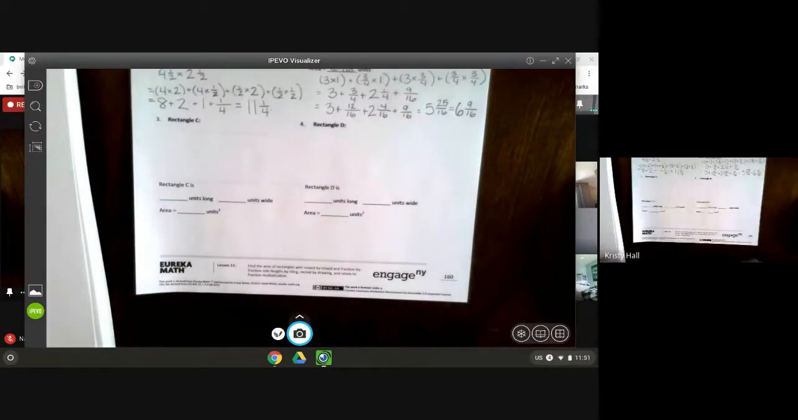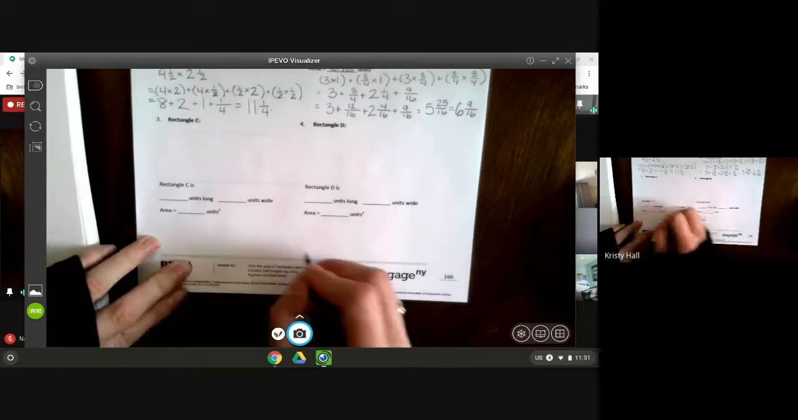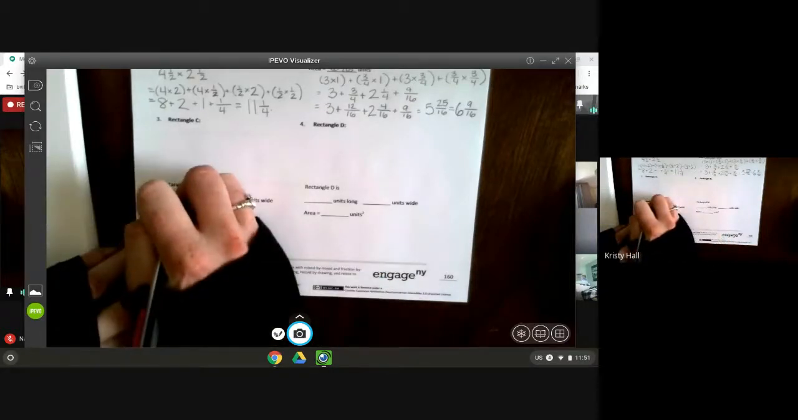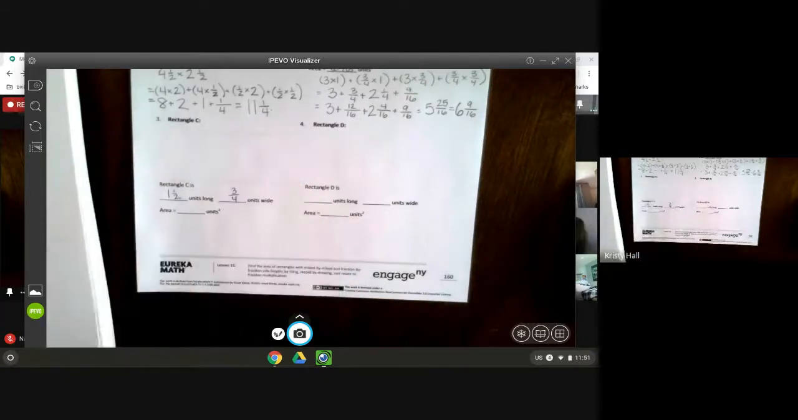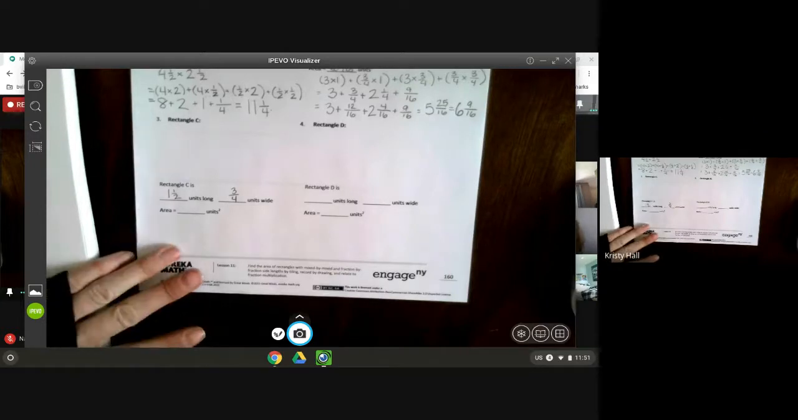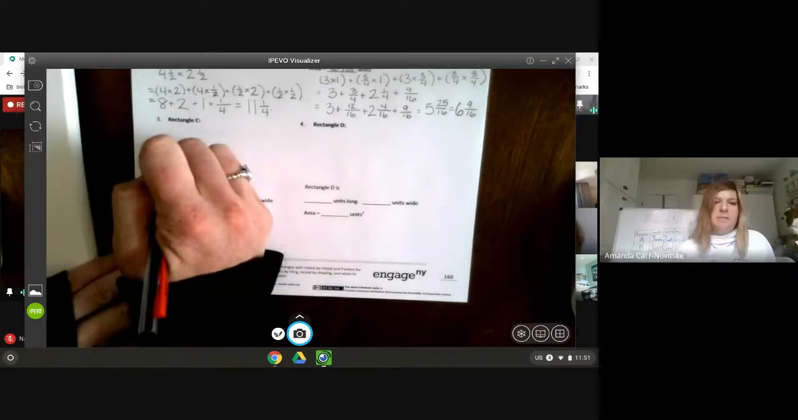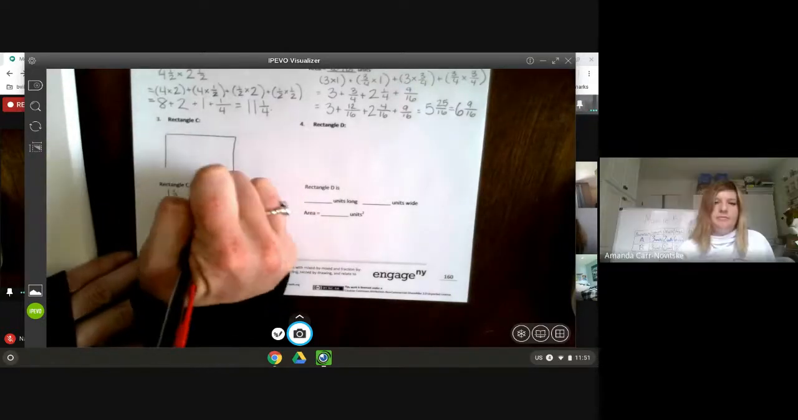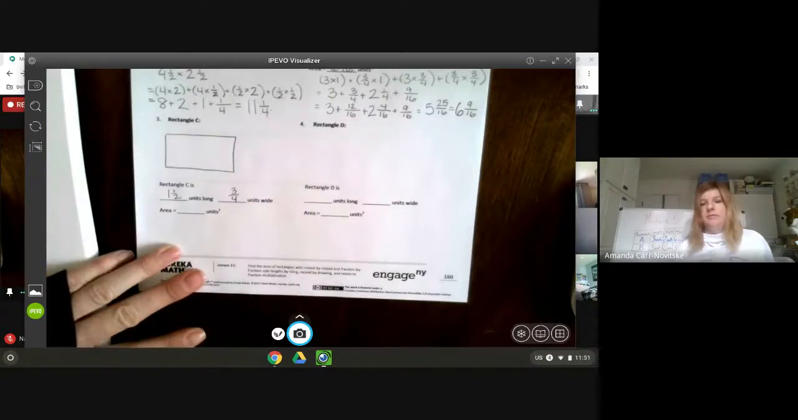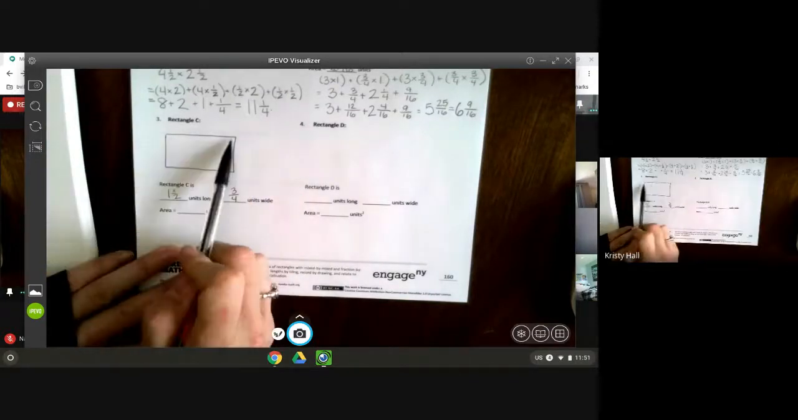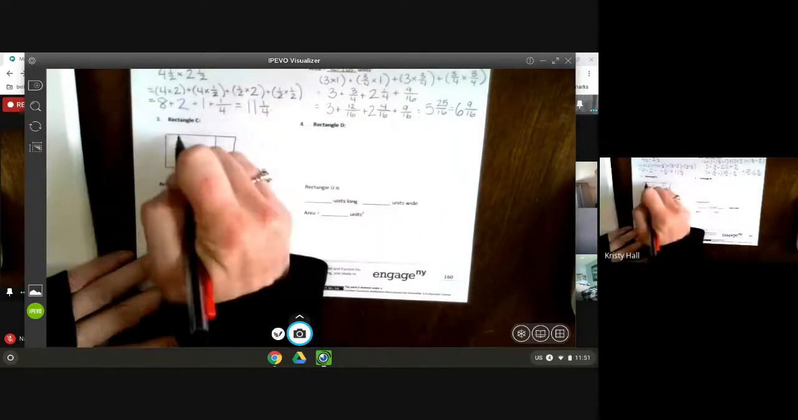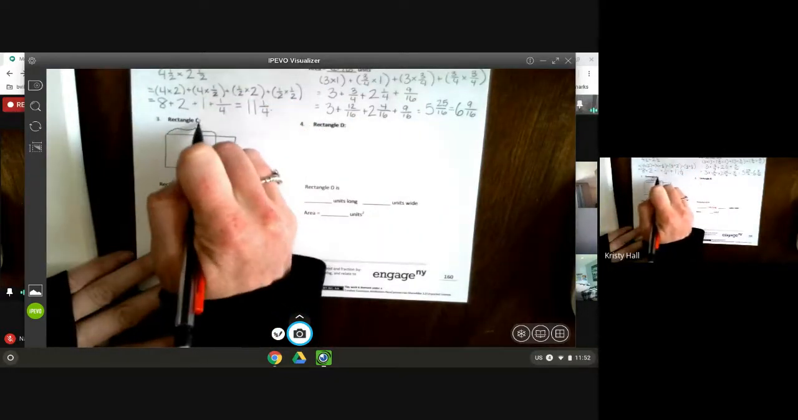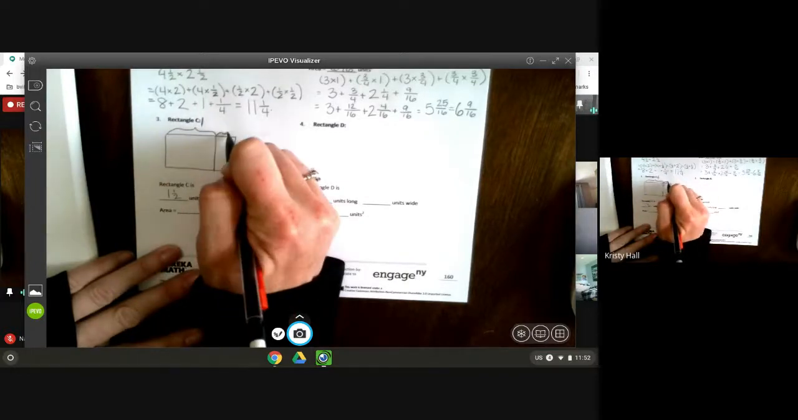All right, so for rectangle C, we're going to make this 1.5 units long and we'll make it 3/4 units wide. So we're going to start with drawing the model. So for my length, I need 1 1/2. So this one's pretty easy. There's one whole, and then this is 1/2.